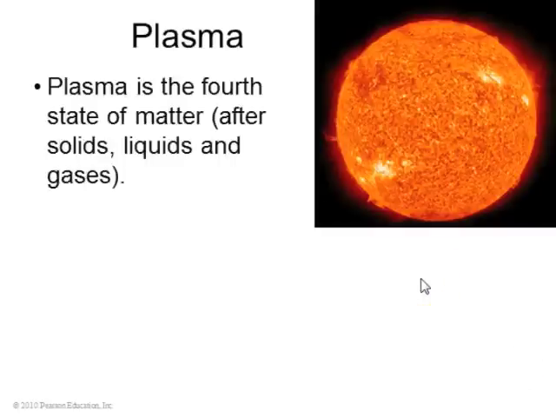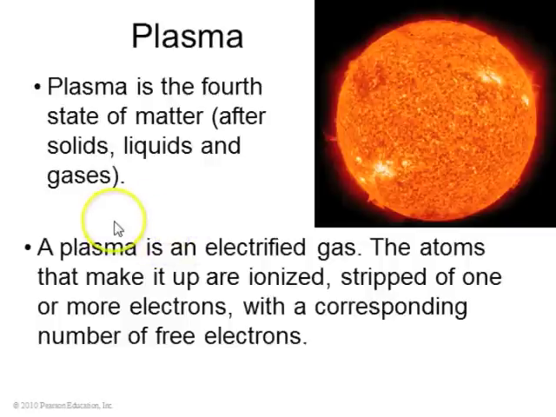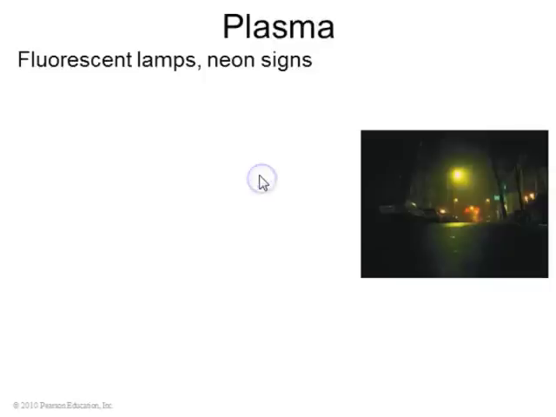Lastly, I want to talk about plasma. Plasma is the fourth state of matter after solids, liquids, and gases, and it is basically an electrified gas. All the atoms or molecules in a normal gas are neutral, meaning there's the same number of electrons as protons in every atom. But in a plasma, the atoms have been stripped of some or more of their electrons, and so the atoms themselves are positively charged, and they are coexisting with free electrons. And the sun, for example, is made of plasma.